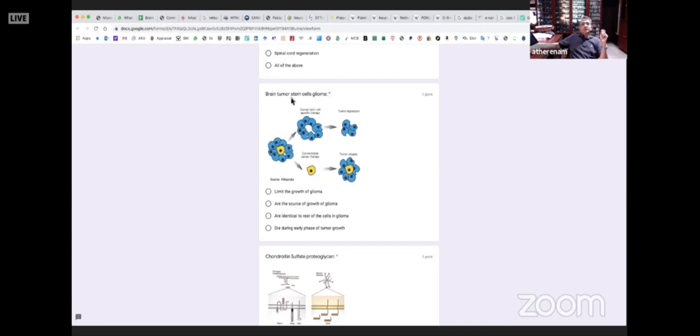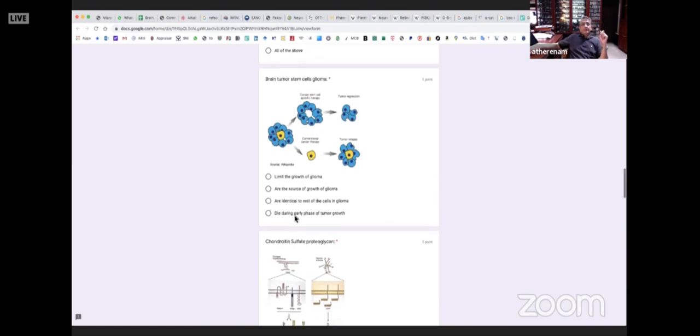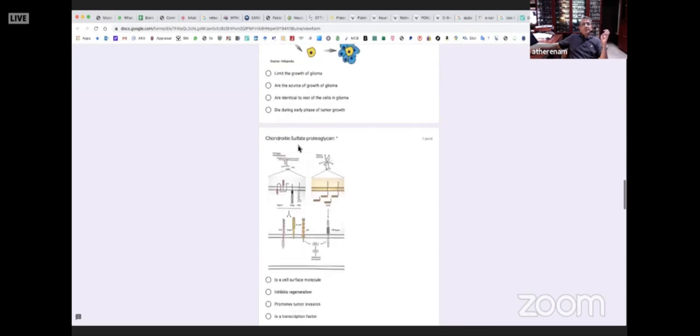Brain tumor stem cells, glioma. The question should be: brain tumor stem cells in glioma limit the growth of glioma. No, they actually are the source of growth of glioma. And they're not identical to the rest of this. So this one is different than this one. This may be CD133 or CD44 positive. These are CD133 and CD44 negative. They die early during a phase of tumor growth. That's not true. So the answer is are the source of growth of glioma.